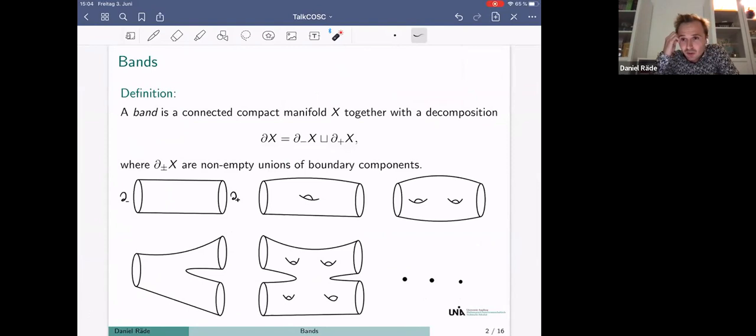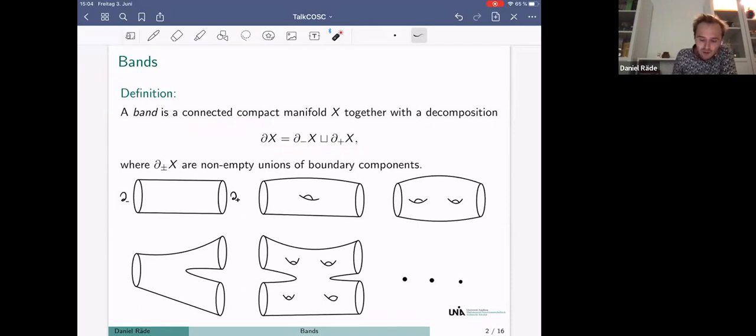And the definition that I chose, and there are varying degrees of definitions out there, is the following. For me, a band is a connected and compact manifold with a boundary, and you decompose this boundary into 2 parts, a negative and positive part, and both ∂₊ and ∂₋ need to be non-empty. So your manifold needs to have at least 2 boundary components such that you can decompose them in this way. And for people who haven't seen it that much, let's draw some examples.